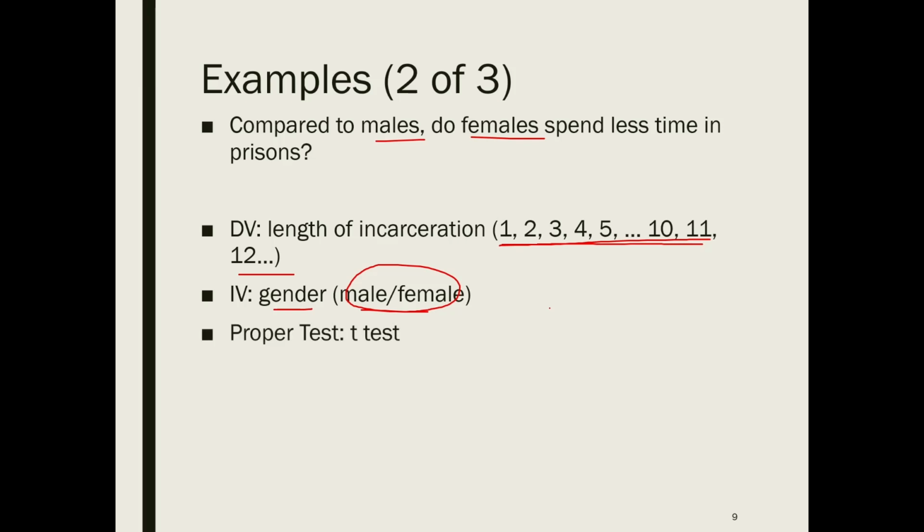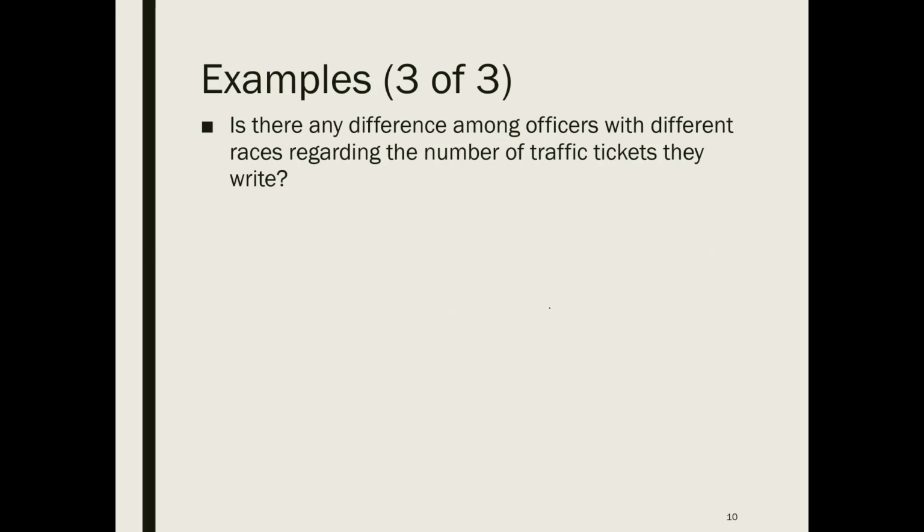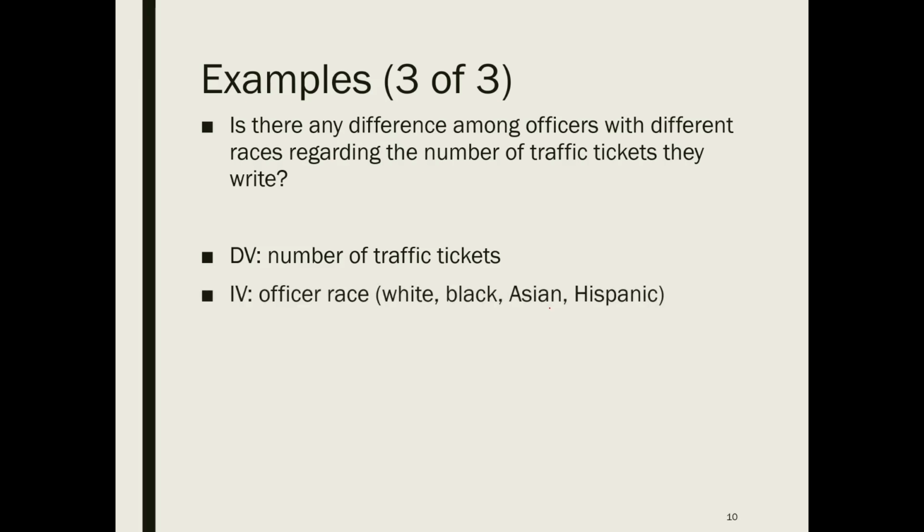T-test, right? So if the question is: is there any difference among officers with different races regarding the number of traffic tickets they write? At this question, the dependent variable will be the number of traffic tickets the officer writes, and the independent variable will be the officer's race. Here we use four races: white, African American, Asian, Hispanic, four different types of race.